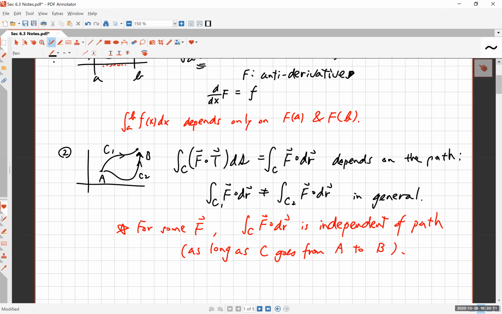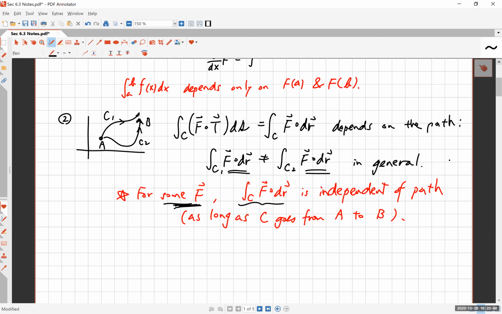All right, so what I'm going to say is that normally this work integral, the integral of F dot dr, is path dependent. So if you take different paths, C1 and C2, the values are usually different in general. But for some particular subset of vector fields F, this integral of F dot dr happens to be independent of path. As long as C goes from A to B, regardless of how you get from point A to point B, it turns out the value of this work integral will be the same.